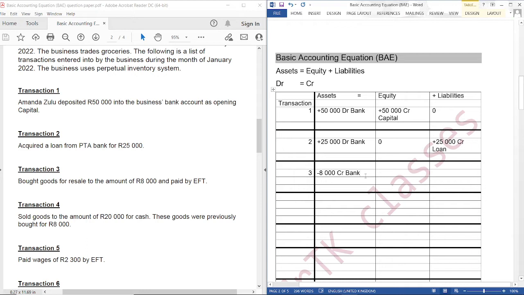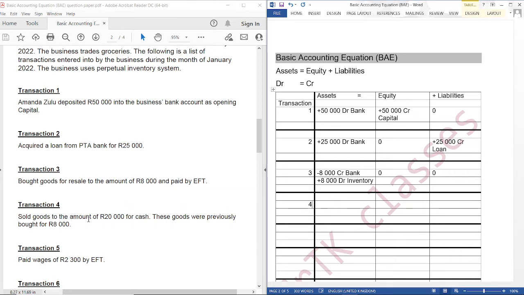So which account is going to be debited? We have another asset account there called inventory, which is going to increase. So whenever an asset account increases, we debit. So we are going to debit inventory, right? Because these are goods that were bought for resale. So this is our inventory, right? So we are going to have 0 here, and 0 here. So minus 8,000 plus 8,000 is 0, then 0 is equal to 0. Credit, debit, done there.